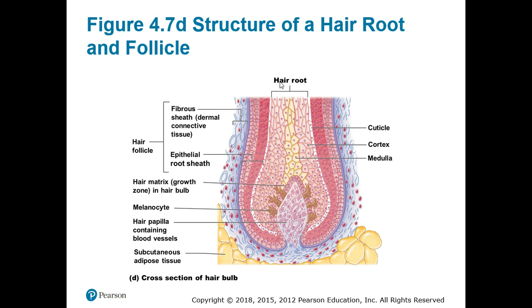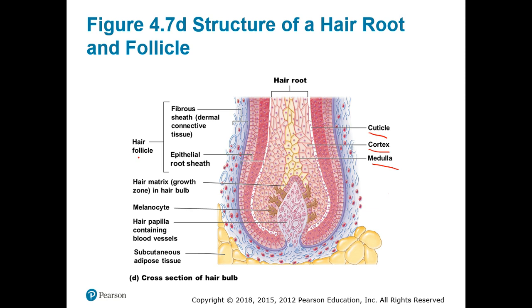Over here, this is a structure of a hair root and a follicle. So I'm going to give you a little bit closer up version of it. Here, the root is the part located underneath the skin that you cannot see. There are 3 layers. The outermost is your cuticle, the middle is your cortex, and the innermost is your medulla.